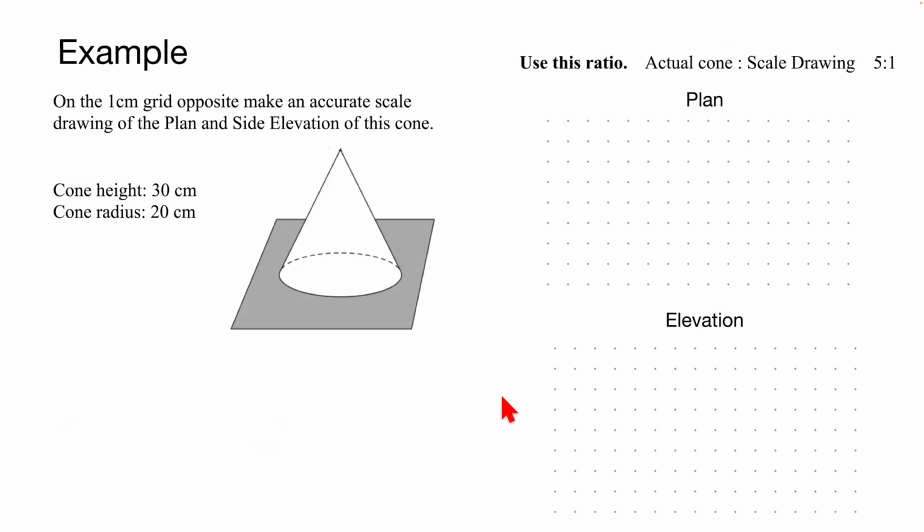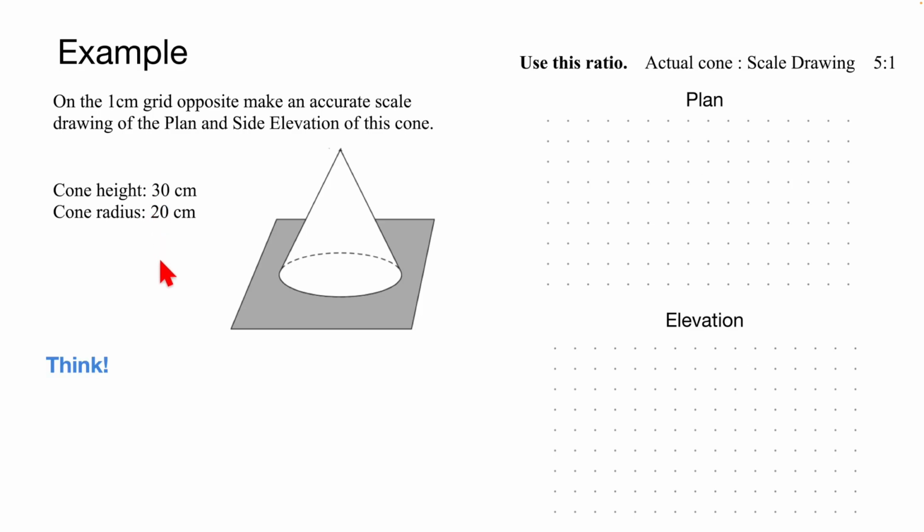3 marks. Here's a harder one. 4 marks for this little gem. Again, it's 1cm grid paper, but you're making an accurate scale drawing because the cone radius is 20 and the cone height is 30 and it won't fit on the paper. So you're doing a scale drawing. 5:1 is the ratio. So you need to reduce these distances by a factor of 5.